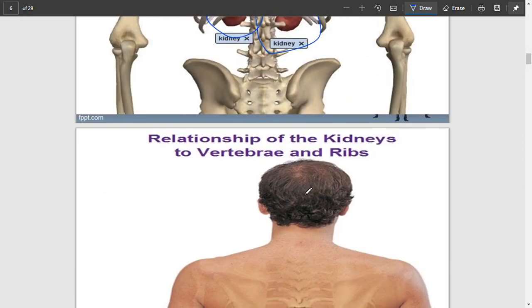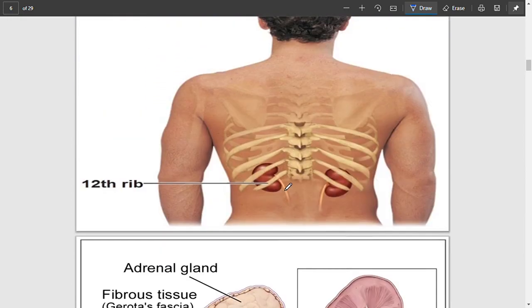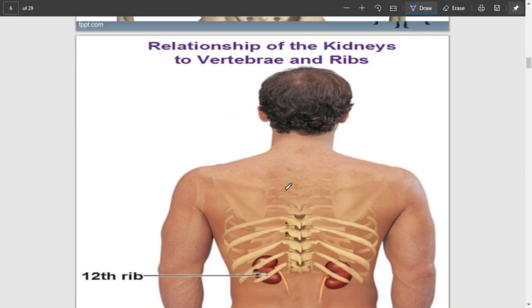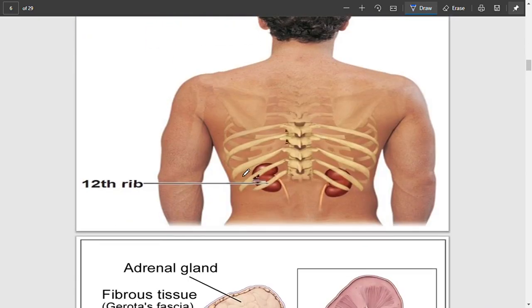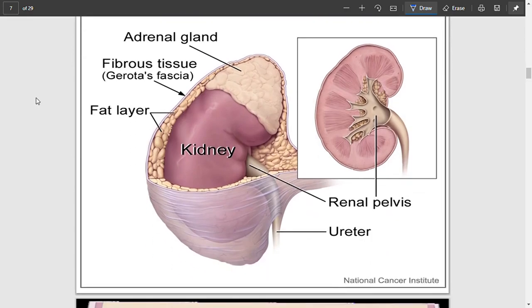Okay, so, relation of the kidneys to the vertebrae and ribs. Here you can see the kidneys lying behind the posterior abdominal wall. There are different layers of the kidneys. First of all, here you can see the kidney. The first layer is the fat layer, which is covering the kidney. Then there is the fibrous fascia, and then there is the renal gland.